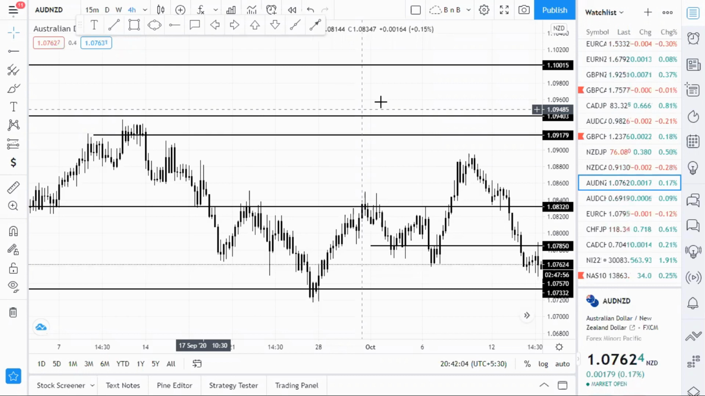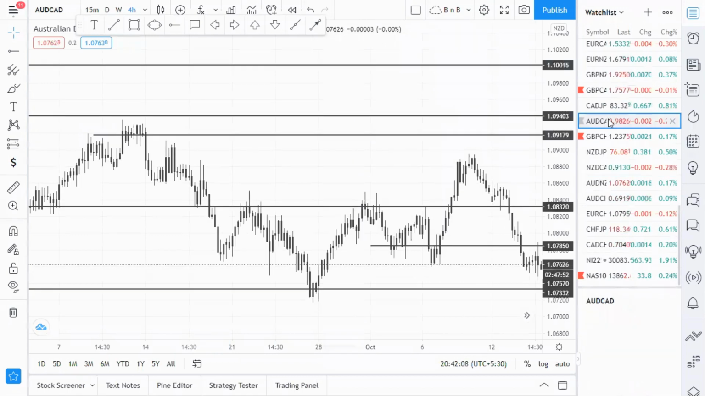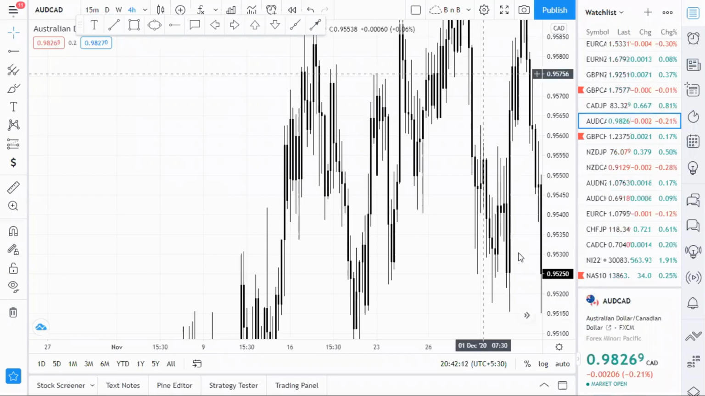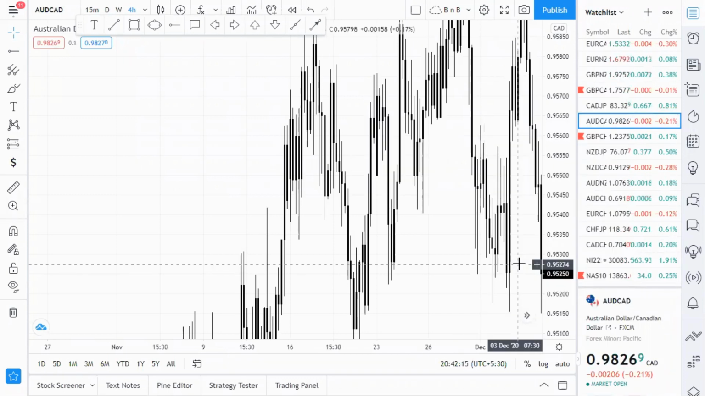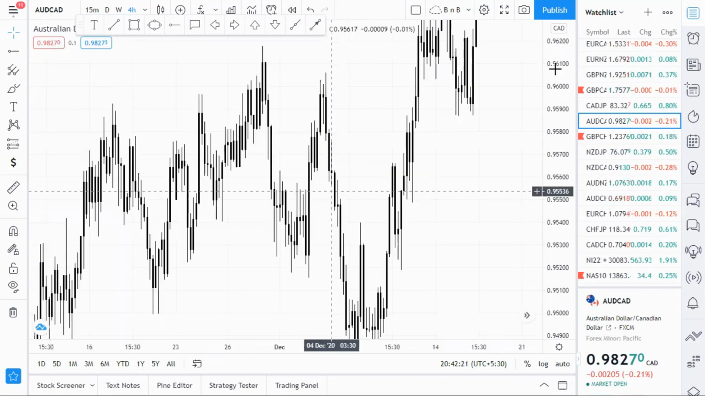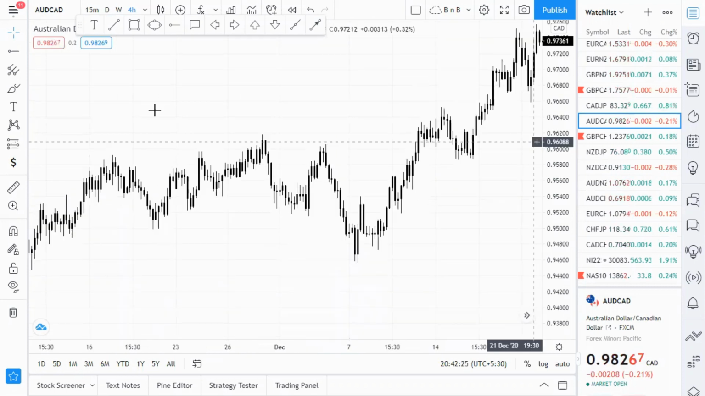You can also try another pair. Let's say Australian dollar Canadian. Yeah, let's see Australian dollar Canadian. You can see it.